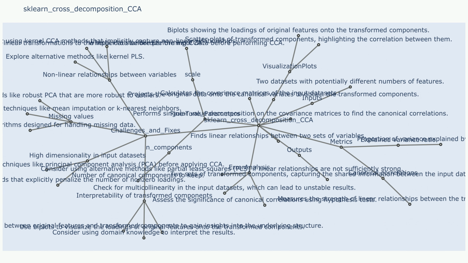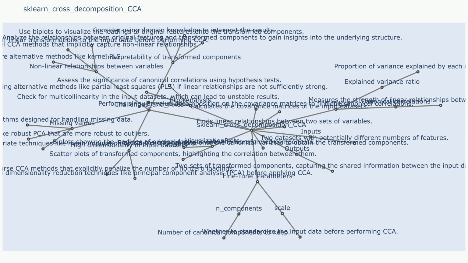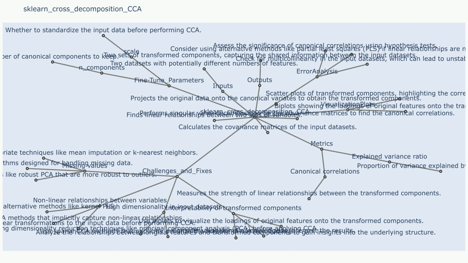Metric 1: canonical correlations between the canonical variables provide a measure of the strength of association between the two data sets. Metric 2: explained variance, which represents the proportion of variance in the original data that is captured by the canonical variables.